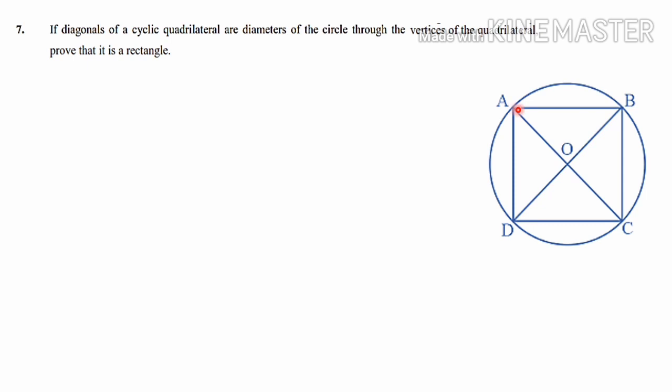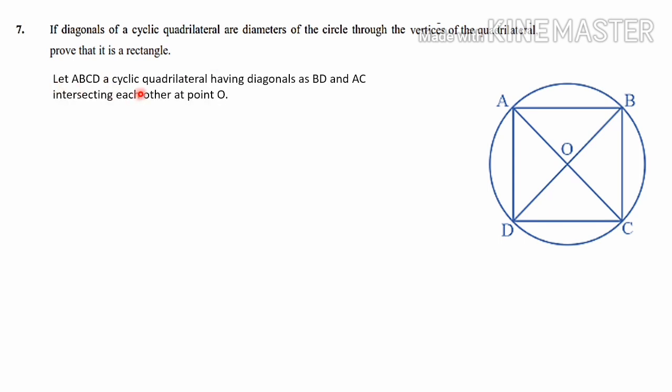When you visualize it, ABCD is a cyclic quadrilateral because the vertices A, B, C and D are on the circumference of the circle. Since the diagonals are passing through the center of the circle O, they are also diameters of the circle. AC is the diagonal. Since AC is passing through the center, it is also a diameter of the circle. BD is a diagonal, and since it is passing through the center of the circle, BD is also a diameter of the circle. Then ABCD is a cyclic quadrilateral having diagonals BD and AC intersecting each other at O.